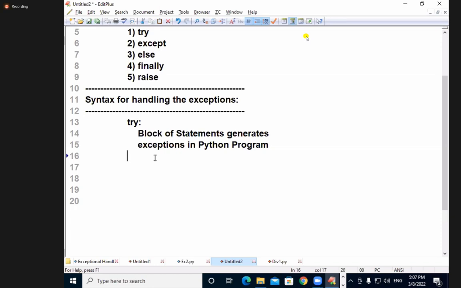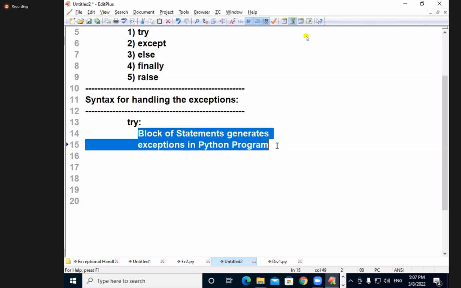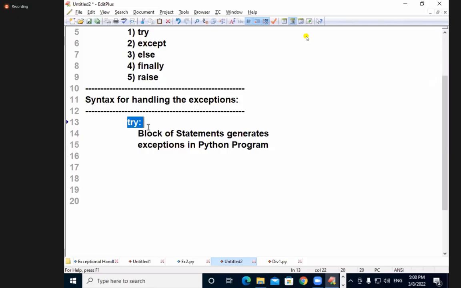Very simple. Online students will answer. The block of statements generating exceptions, where am I writing it? So now tell me, where are the exceptions occurring? In the try block. The exceptions are occurring in the try block only. All the statements generating exceptions, where am I writing them? So exceptions are occurring where?